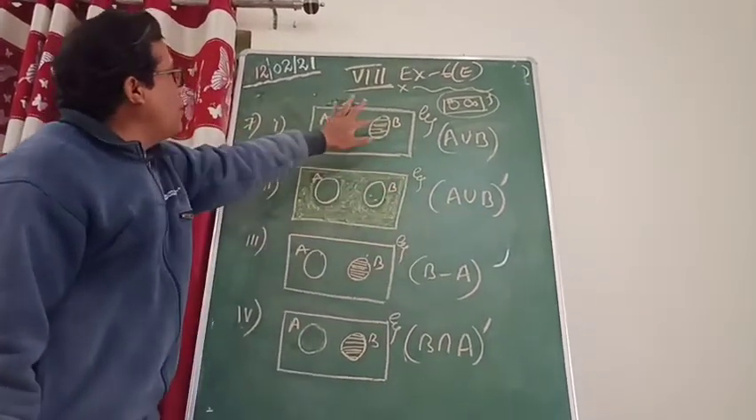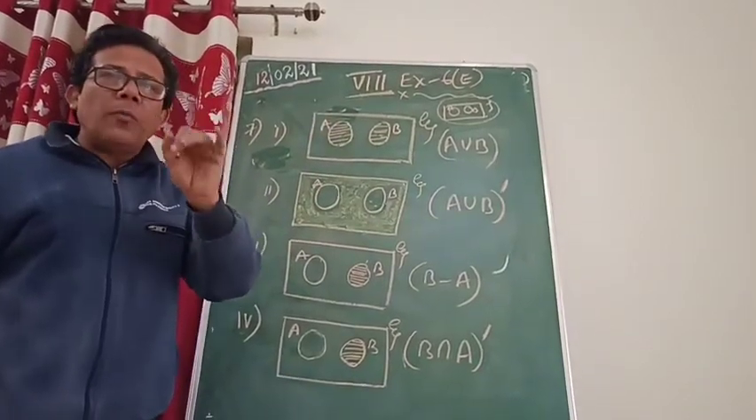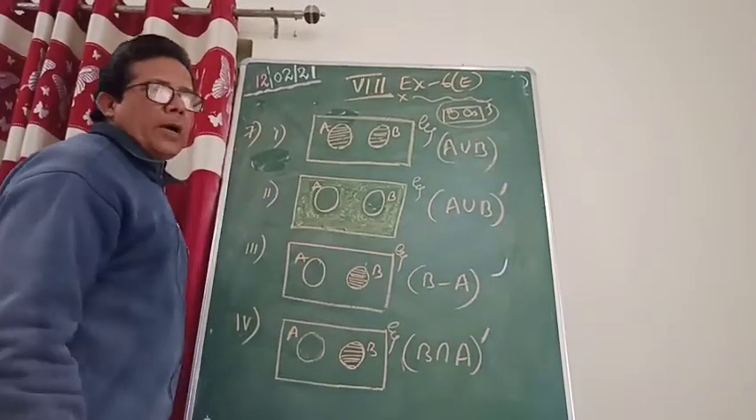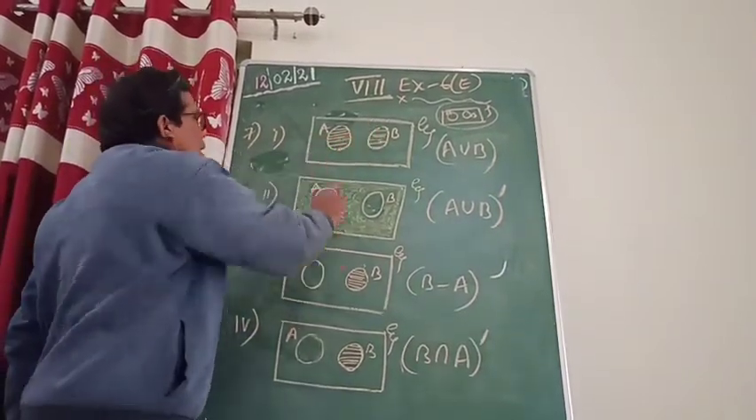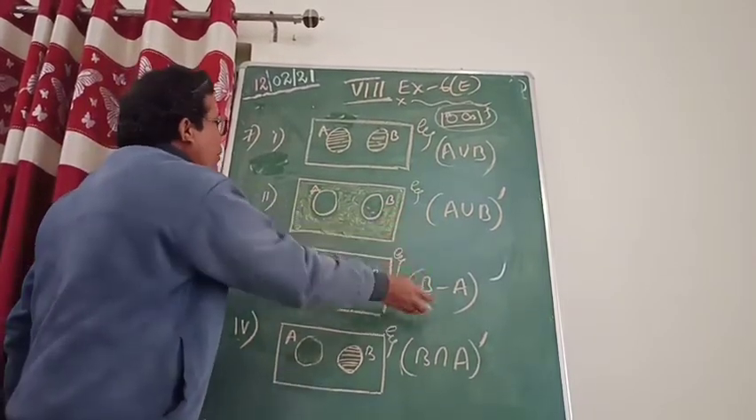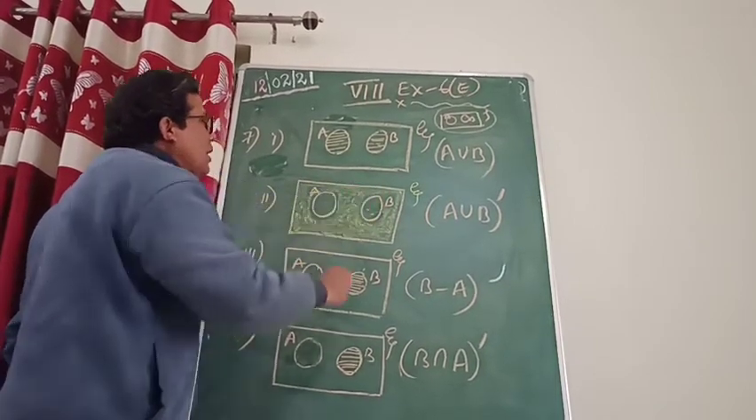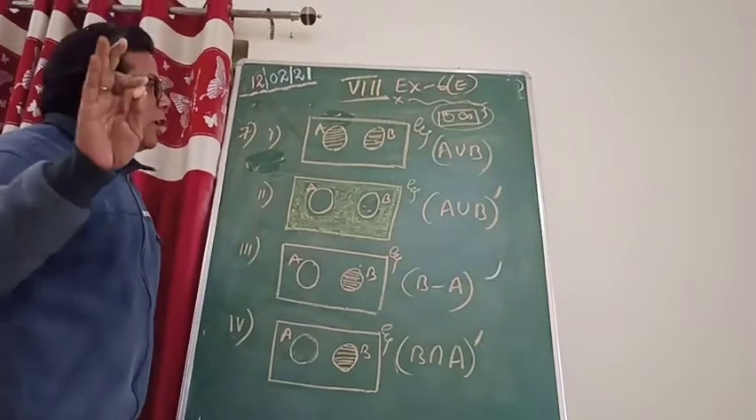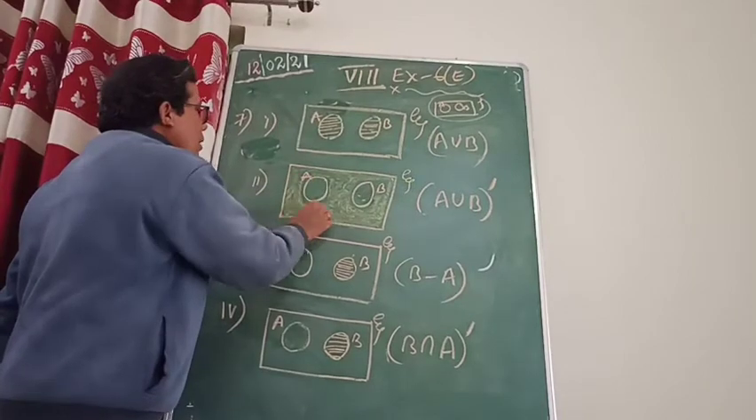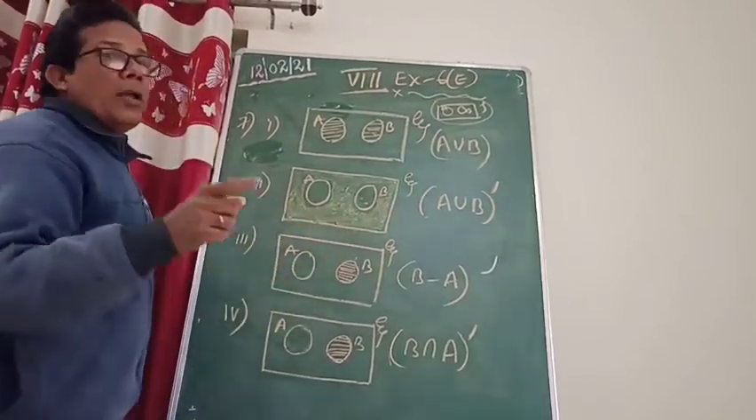Second, they said A union B complement. So I got A union B means these two parts. I always told you that complement is always taken with respect to the universal set. So the full set is the universal set, beta. A union B is this one. So whenever you find A union B complement, which part of the universal set is left over except A and B? That is A union B complement. That is why I said this shaded part represents A union B complement.